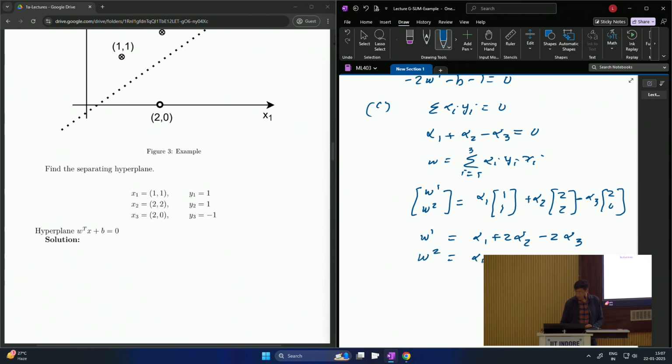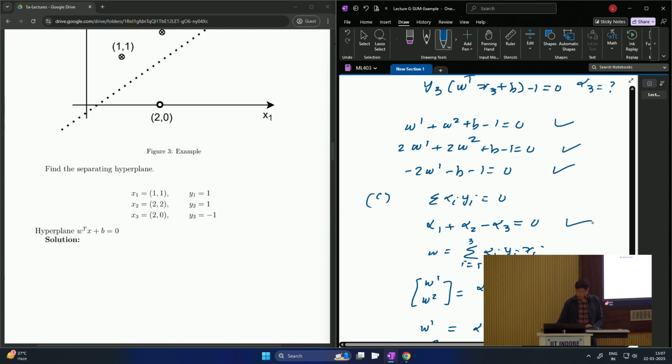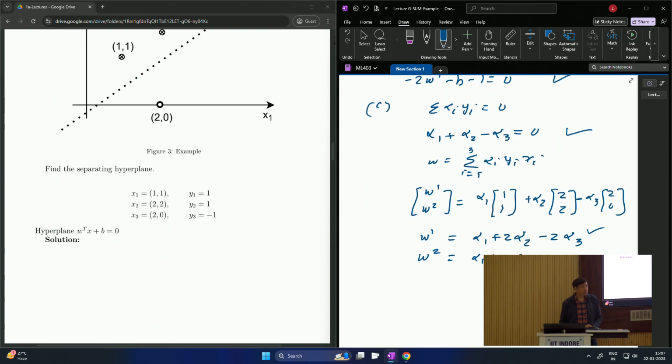W2 is equal to alpha 1 plus 2 alpha 2. That's it. So how many equations do we have? We have 1, 2, 3, 4, 5, and 6. So we have 6 equations, and these are all linear equations. There is no product of the variables, so it's not nonlinear or quadratic or any of that sort. 6 linear equations, 6 unknowns. I'll apply Gaussian elimination or whatever and solve them.